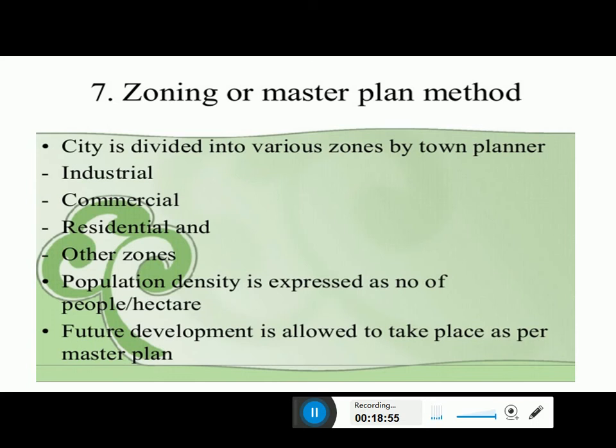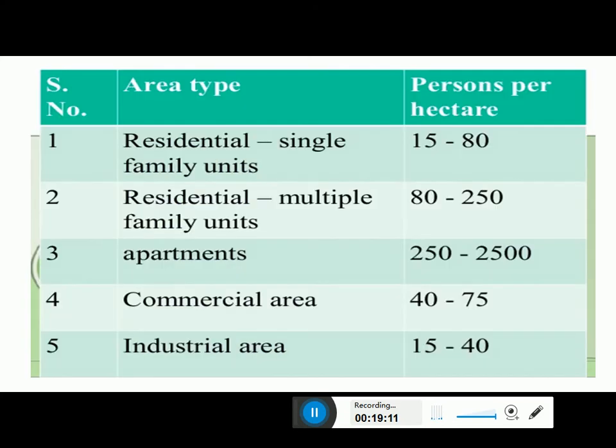The city can be divided into different zones by the planners, and we can estimate the population of different zones, and if you add all the zones, then we can get the total population for a locality or a city. For that, we can take the numbers based on this table. If the area is residential with single family units, then based on the area we can take 15 to 80 persons per hectare. If there are residences with multiple family units like apartments and multiple housing units, then we can take persons per hectare in the range of 80 to 250.